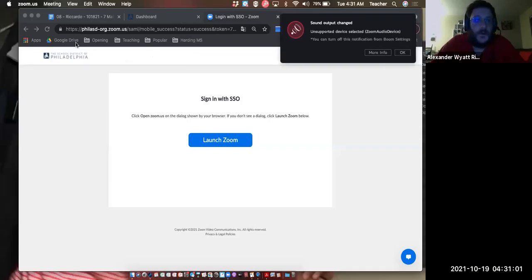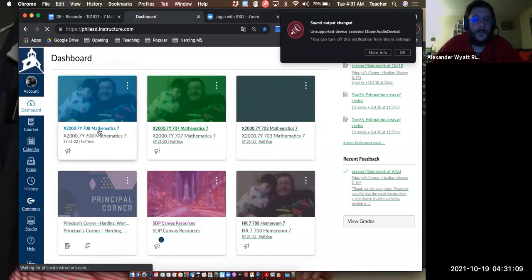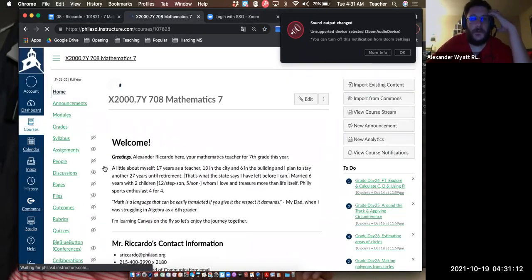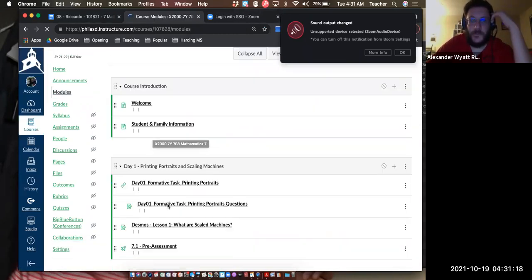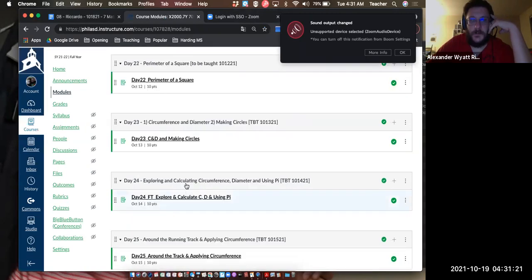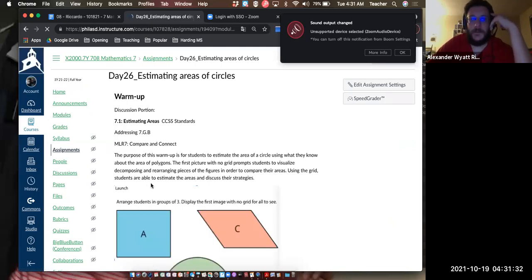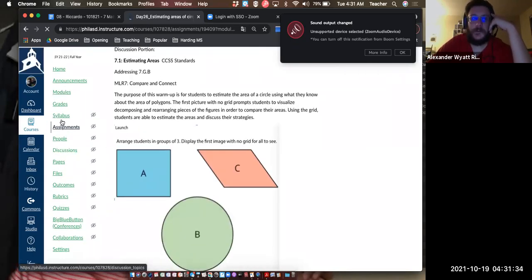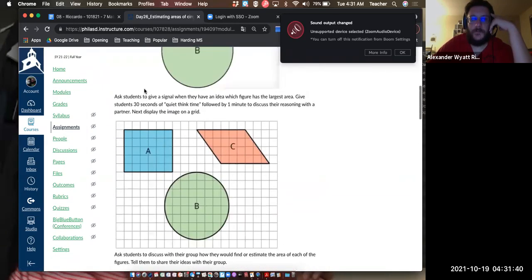Let's take a look at the activity. Why is it not working? Okay. So I usually start out in my homeroom class. Doesn't really matter which module I go to because it's all copied. Again, what we're going to do is estimate areas and make polygons out of circles. There are 2 activities. I wanted you to do both of them, but if you did one, you still get credit. With this activity, there was a warm-up going up in front.